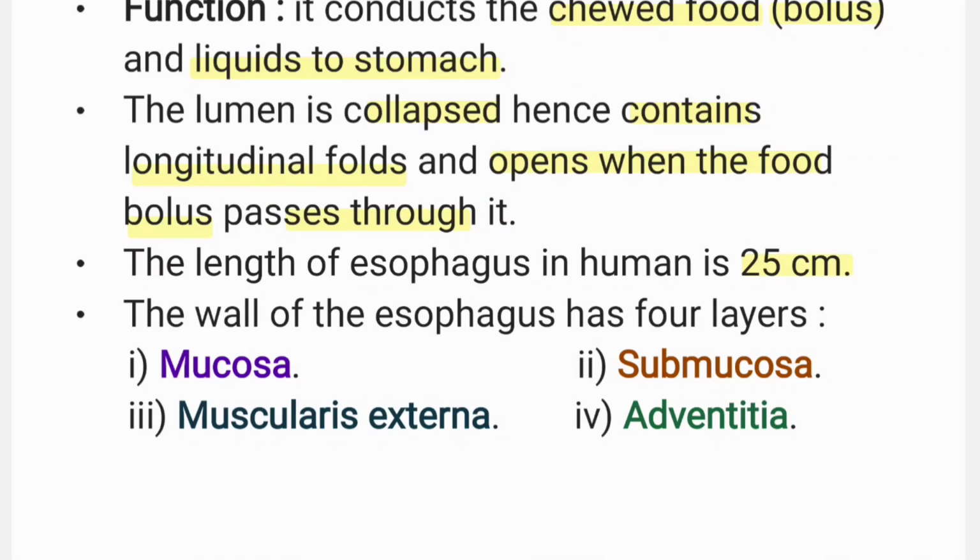Now we will see the walls of the esophagus. The esophagus has four layers in its wall. The innermost is the mucosa, after that the submucosa, next is the muscularis externa, and the outermost is the adventitia. Now we will study each of these layers individually.